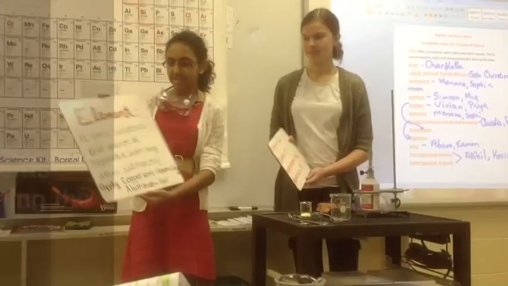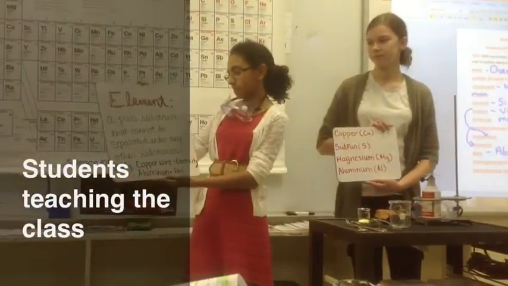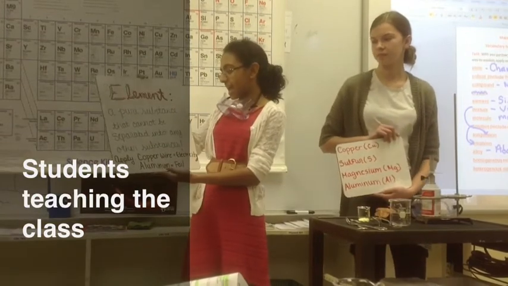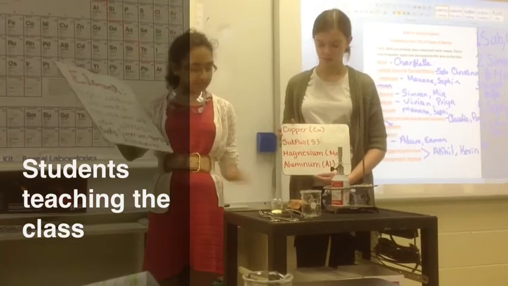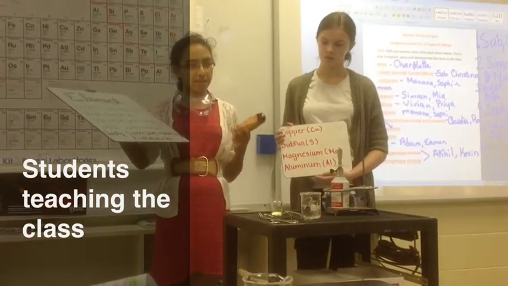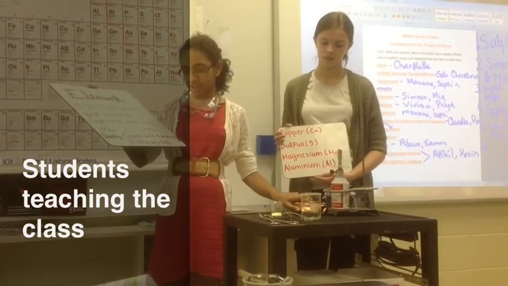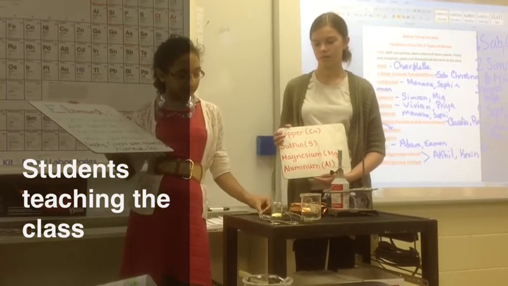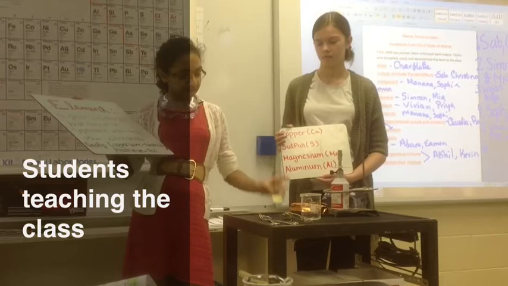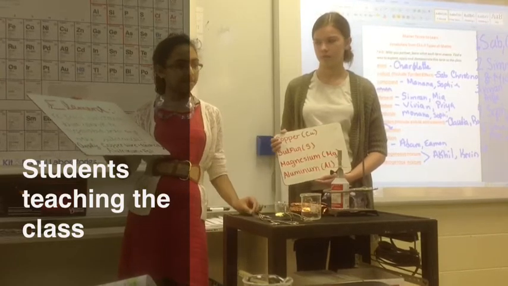Okay, so our word is element, and an element is a pure substance that cannot be separated into any other substances. An example of the element is copper, and it's used for copper wiring in your house for electricity. And then another example is aluminum. You can use it for like foil. And then this is sulfur, and this is magnesium.